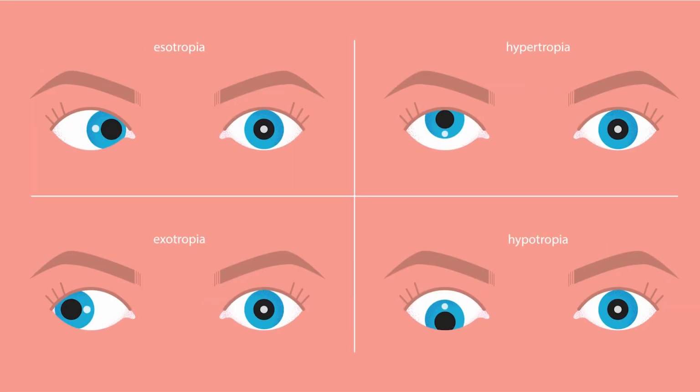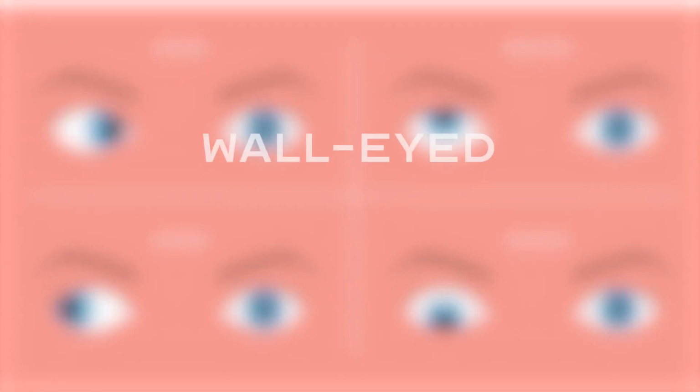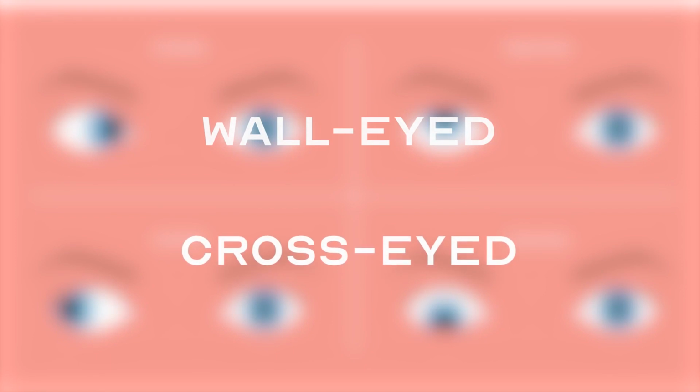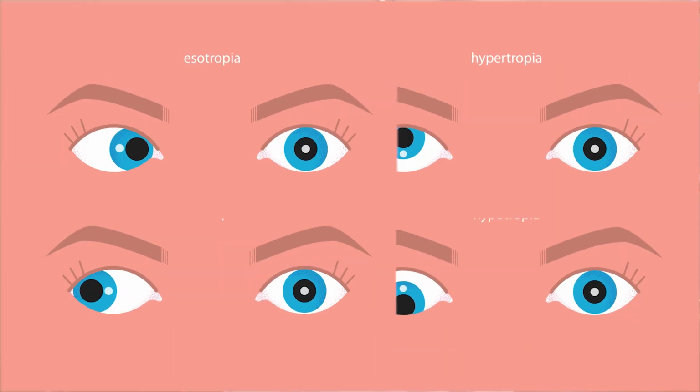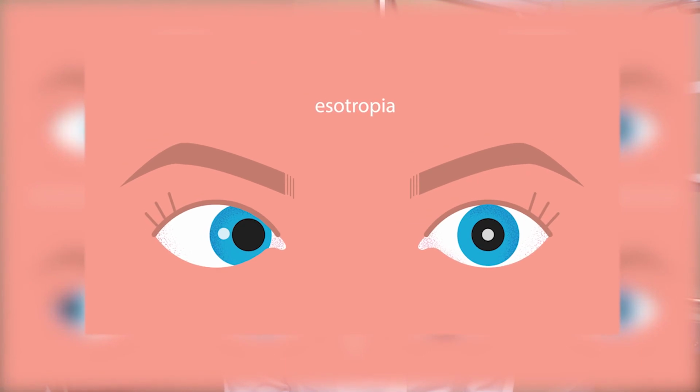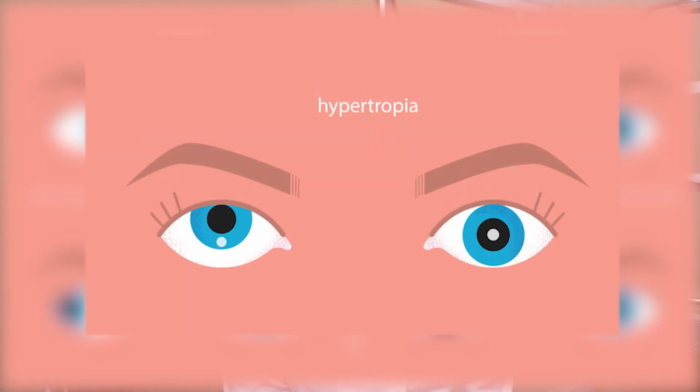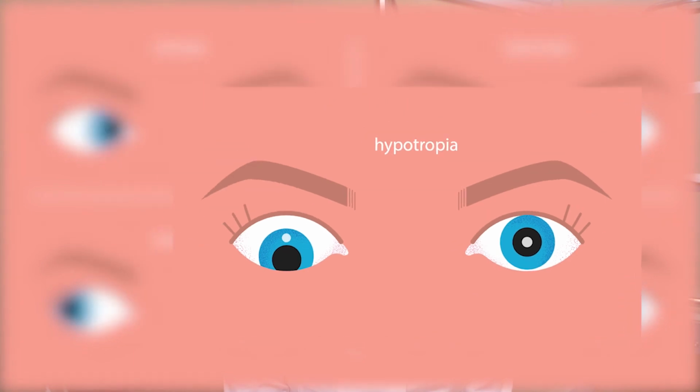Strabismus is the group of conditions where the eyes point in different directions. The general population uses terms like wall-eyed or cross-eyed to describe strabismus. One eye may look straight ahead while the other eye turns in, out, up, down, or diagonally. The misalignment can exist in one eye only or shift from one eye to the other.